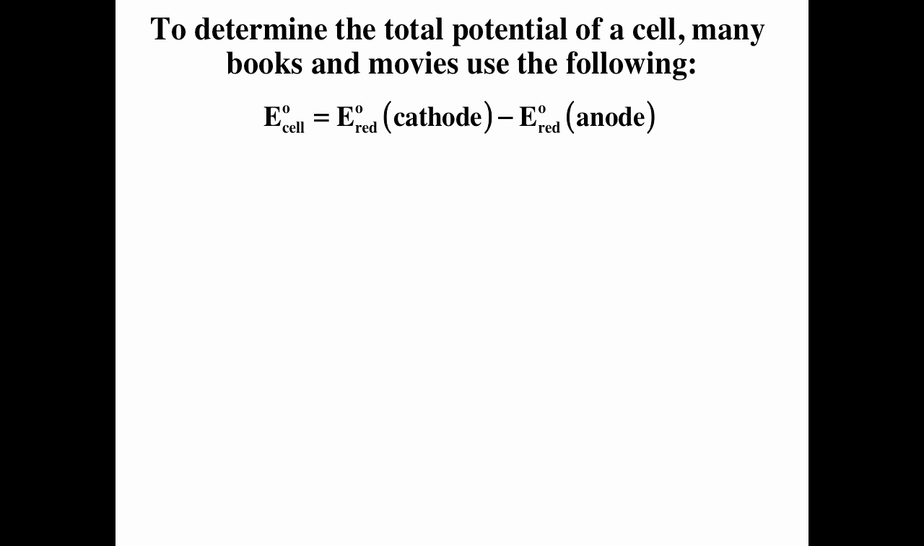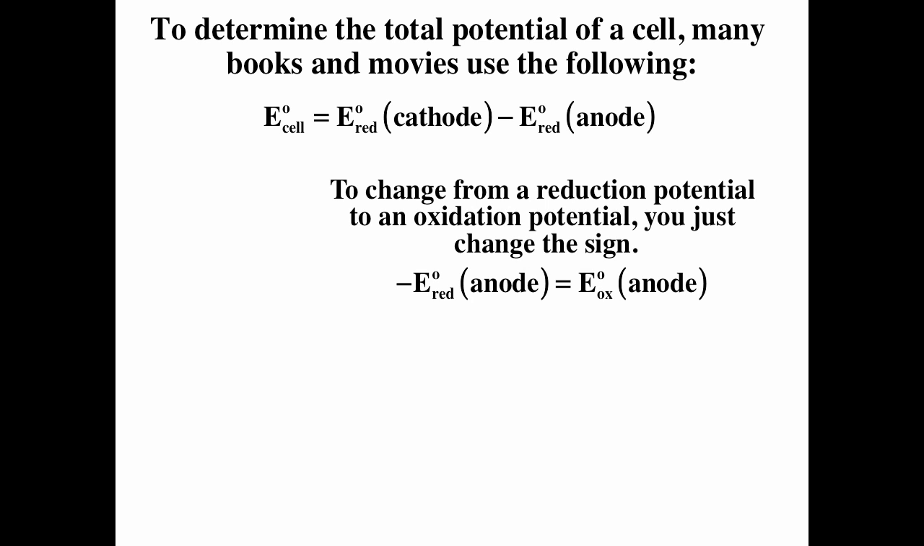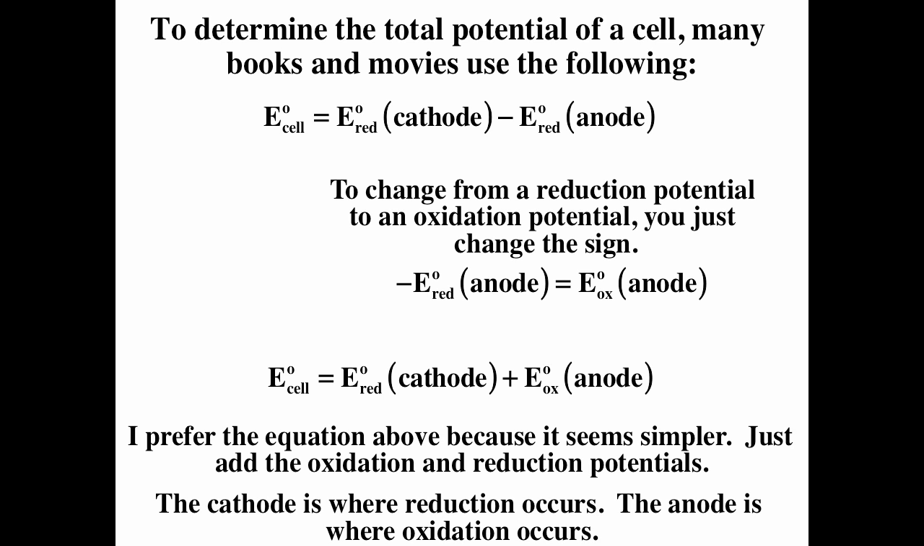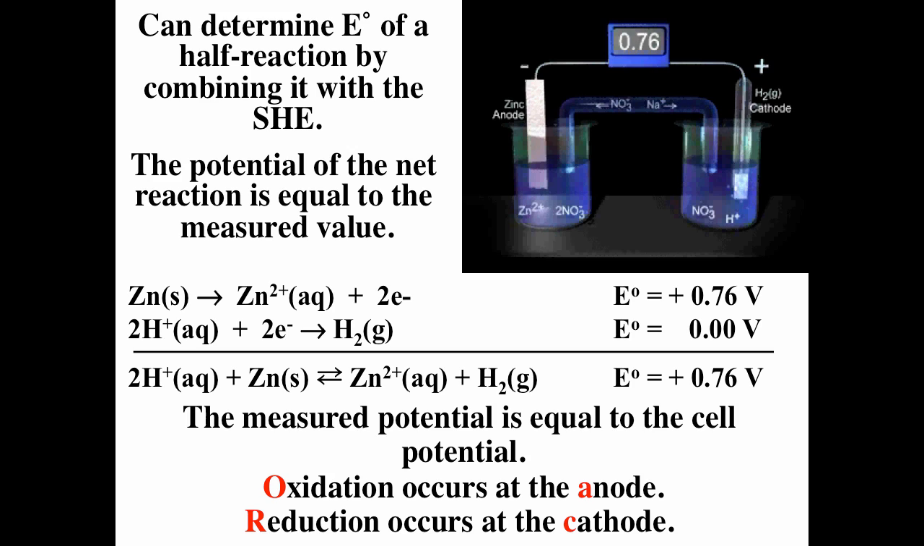And so anode is where the oxidation occurs, so minus the reduction potential at the anode is actually equal to the oxidation potential. And so you can do E cell equals E reduction cathode minus E reduction anode, or you can do E cell equals E reduction cathode plus E oxidation anode. And again, the anode is where the oxidation occurs. I prefer the bottom way. In most textbooks and a lot of movies, you actually see the top way, and so that's why I want to make sure to clarify that. In all my slides, I always have the reduction potential plus the oxidation potential.